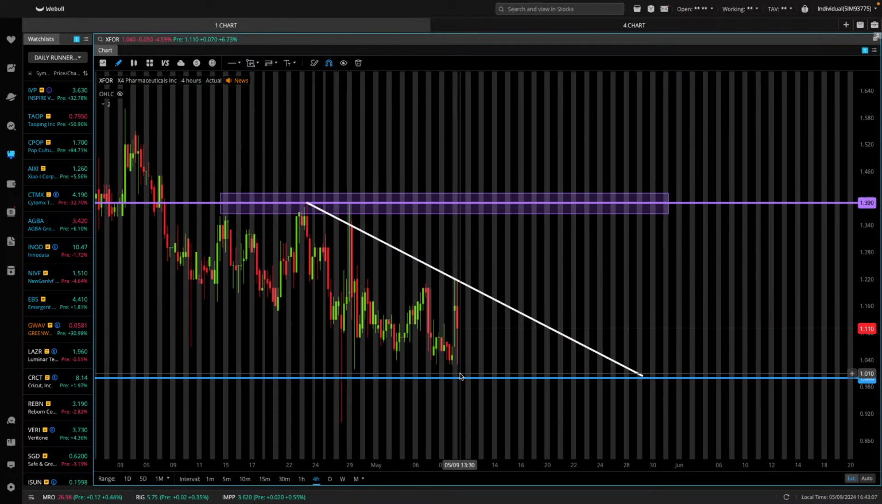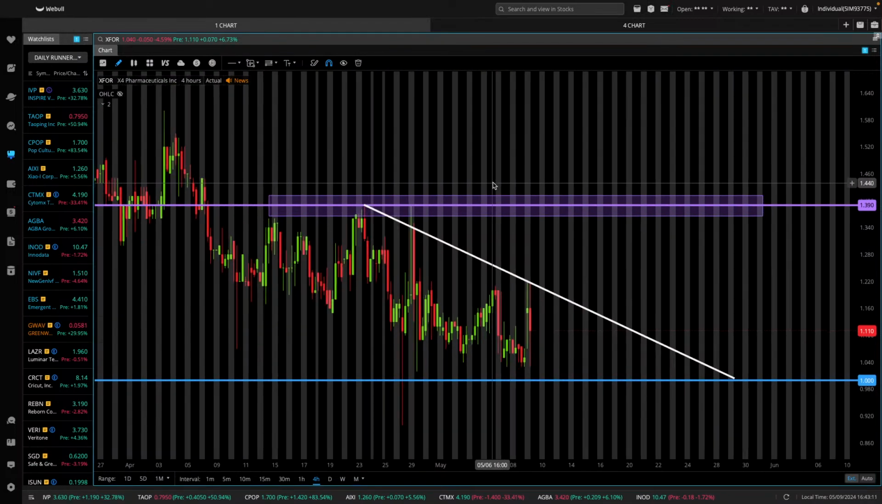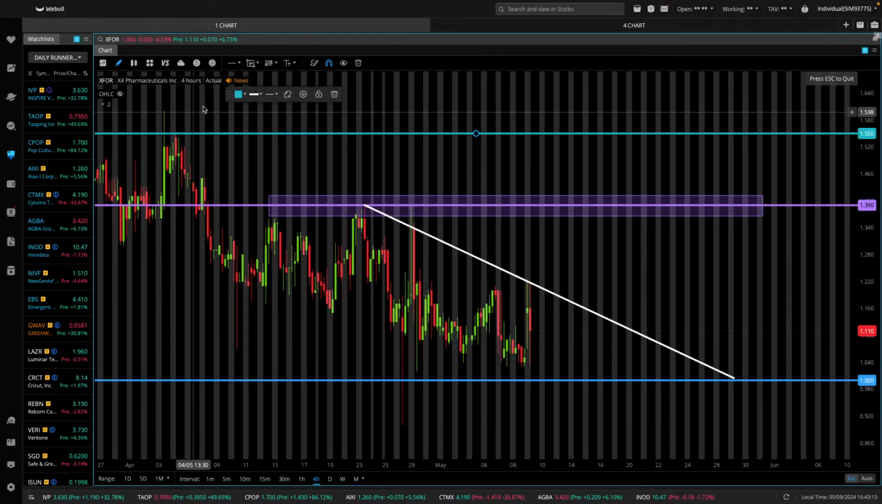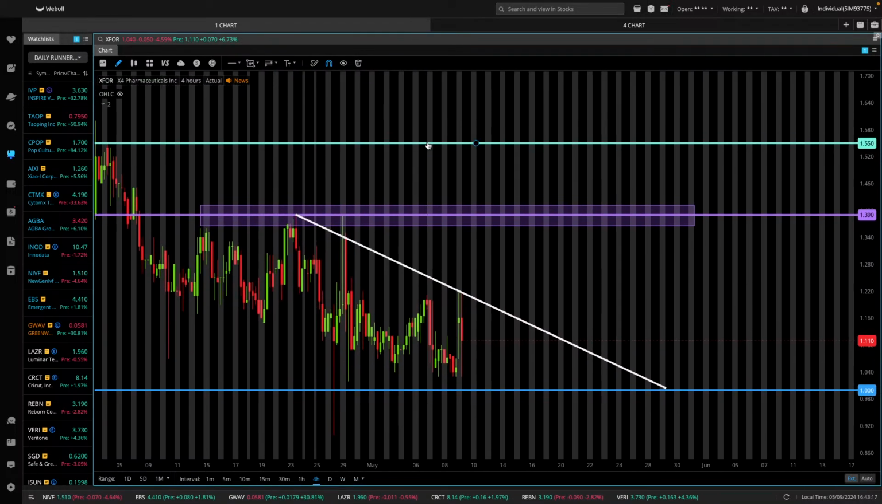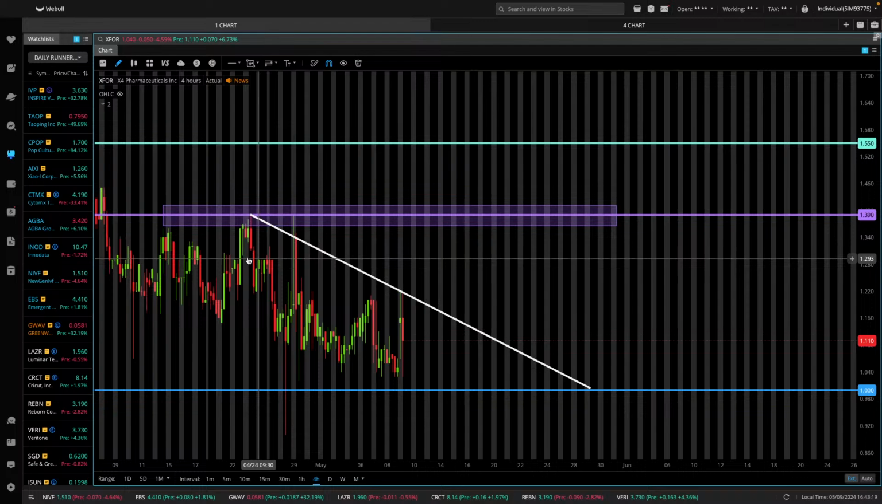So I've marked $1 psychological level, and then we have 139 as your major resistance. If it breaks 139, then you have room up to this level here, which is 155. Right now it's bearish. If it closes above, I say 125, then maybe you could look for possible entries. But at the moment, I wouldn't really get in.